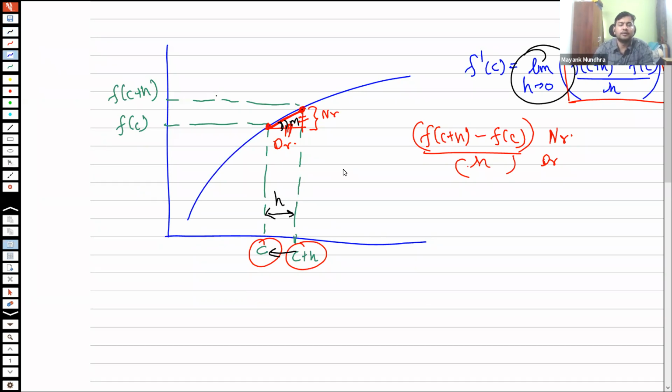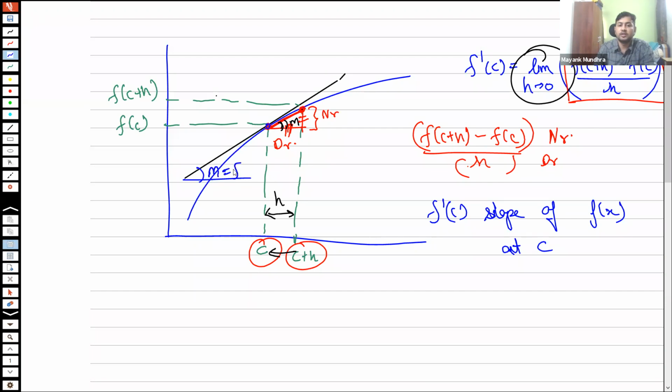Now, f prime C is basically the slope of the function f of x at C. So at this point C, if you were to draw a tangent to this particular curve, it would look something like this. The slope of the tangent is going to be f prime at C. So it is a slope.